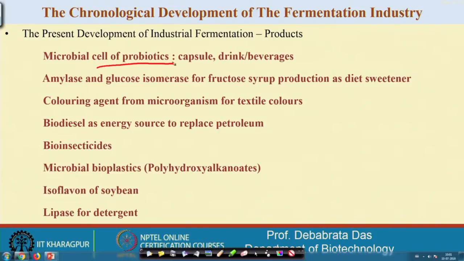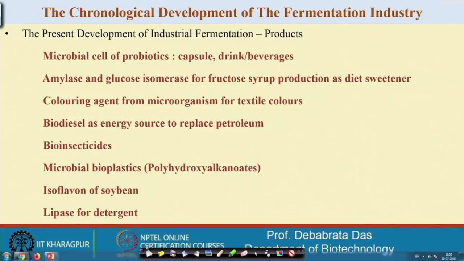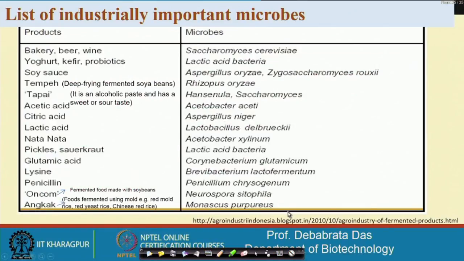The microbial cells of probiotics are largely used nowadays for our health care. Then amylase and glucose isomerase, I told you, are for fructose syrup production, which is largely used in the confectionery industry in Western countries. Coloring agents from microorganisms for textile color. Then biodiesel for energy, bioinsecticides, microbial bioplastics, isoflavone, and lipase for detergents. This is for removal of color from the cloth. These are the different lists of industrially important products.